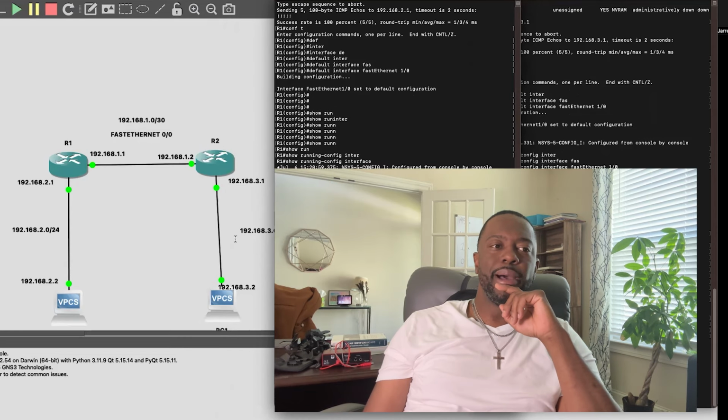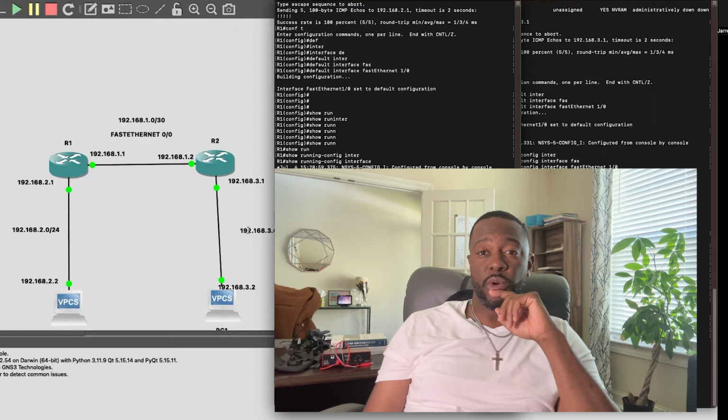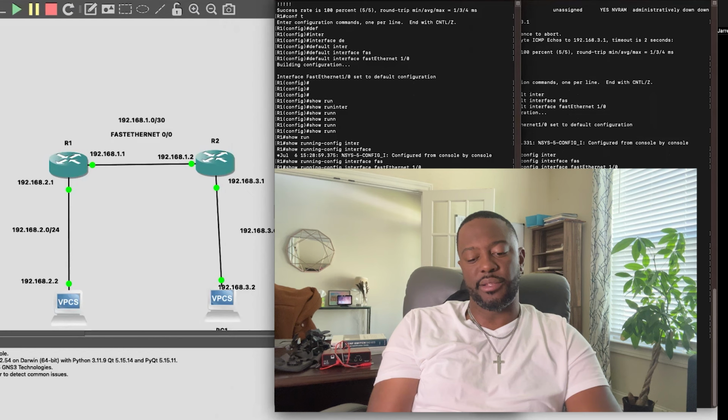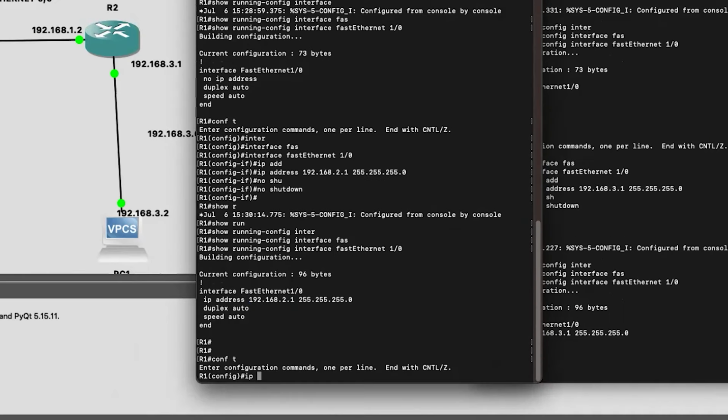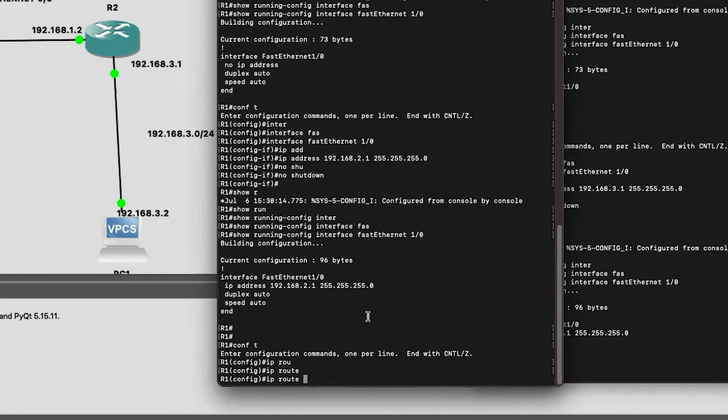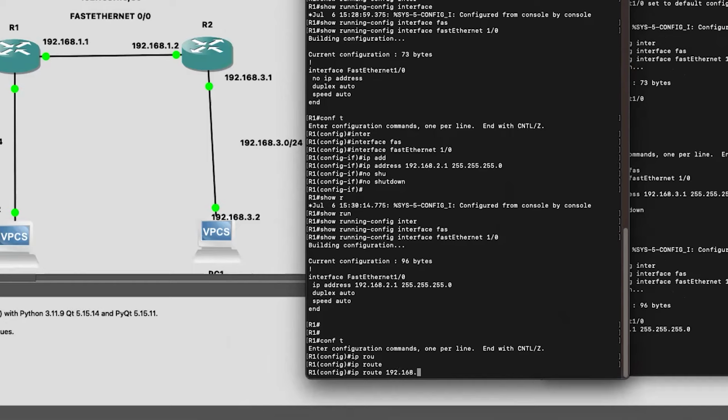R1 does not know about the 3.0 network. So we got to tell it how to get there, right? And we're going to manually tell it. That's static routing. So we do config T, ip route. After the route command, we are saying this is how we route to this network. What is the network ID that we're trying to get to? It's this 3.0 network. So we go 192.168.3.0, and then we say the subnet mask of the 3.0 network, which is 255.255.255.0, right?